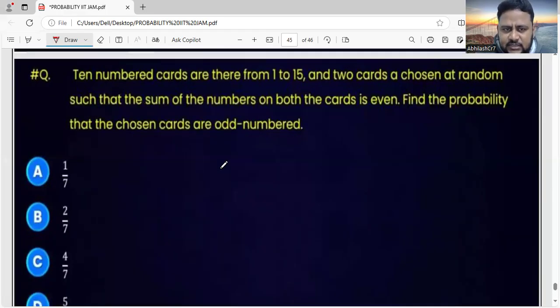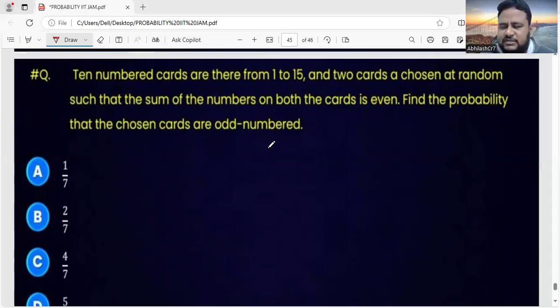Ten numbered cards are there from 1 to 15 and 2 cards are chosen at random, such that the sum of the numbers on both the cards is even. Find the probability that the chosen cards are odd numbered.